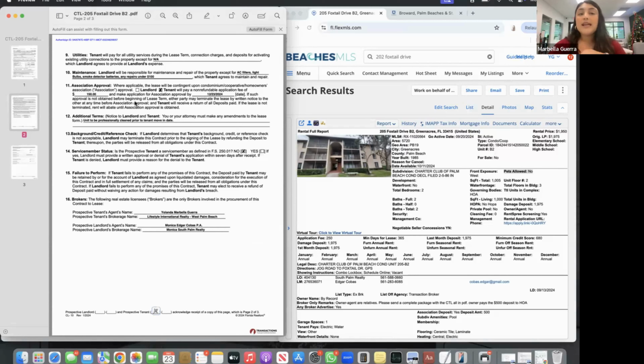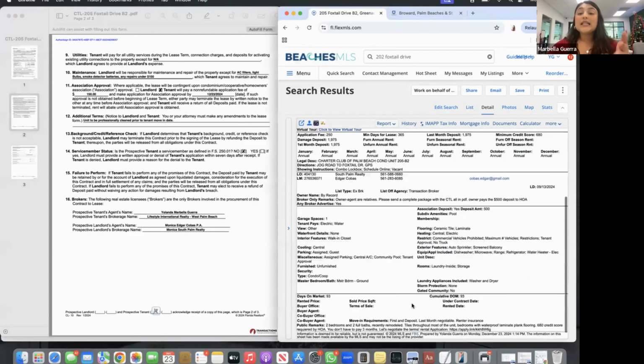Okay, paragraph 10 is the maintenance. So this is just standard. I put this on every single one of my contracts to lease. It says landlord will be responsible for maintenance and repair of the property except for basic stuff like AC filters, light bulbs, smoke detector batteries, and any repairs under, I put 100. Sometimes you can put 150, 250.